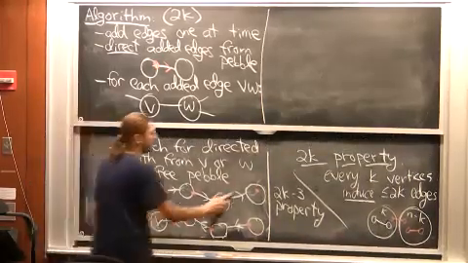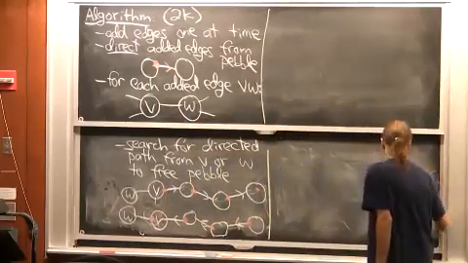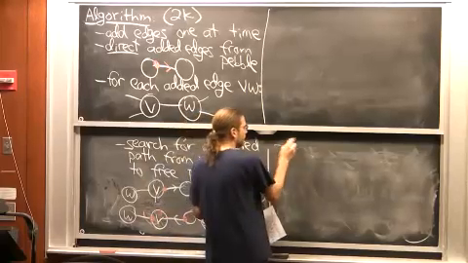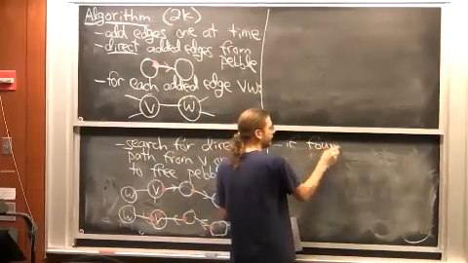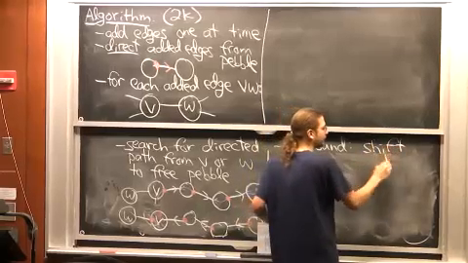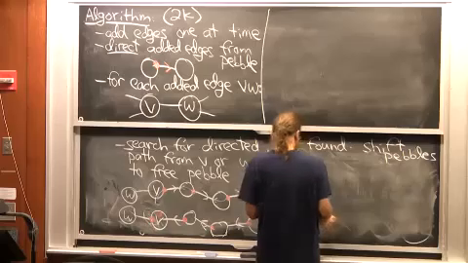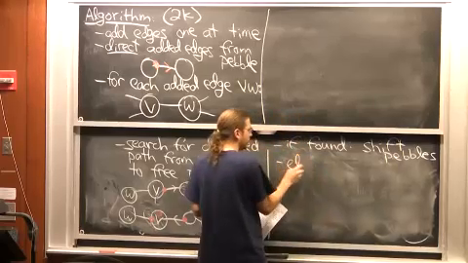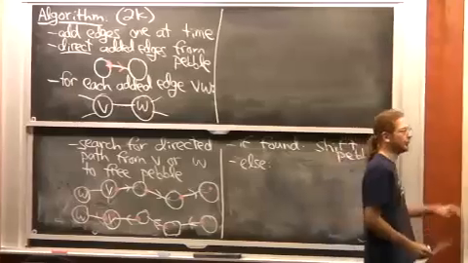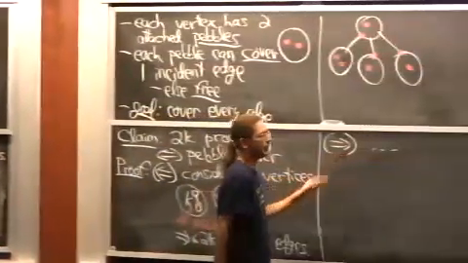Okay, so if I find such a path, I just shift the pebbles like that, and I'm done. But what if I can't? This is the critical issue, and it is also core to this part of the proof that we haven't yet done.